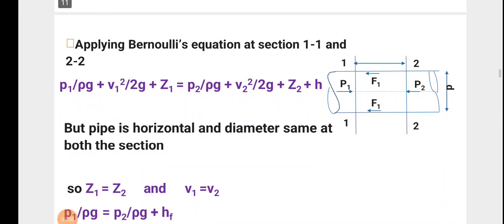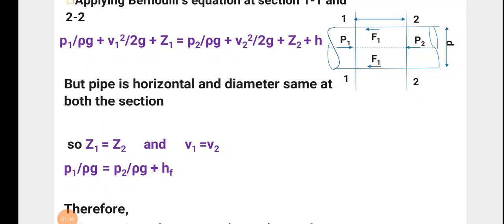Now for derivation of the Darcy-Weisbach equation, let us apply Bernoulli's equation at section 1 and section 2. So it can be P1 by rho g plus V1 square by 2g plus Z1 equal to P2 by rho g plus V2 square by 2g plus Z2 plus loss of head, that is HF.